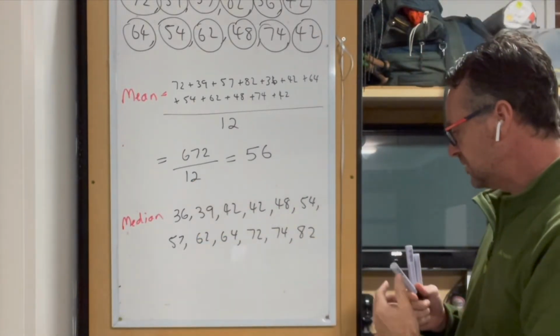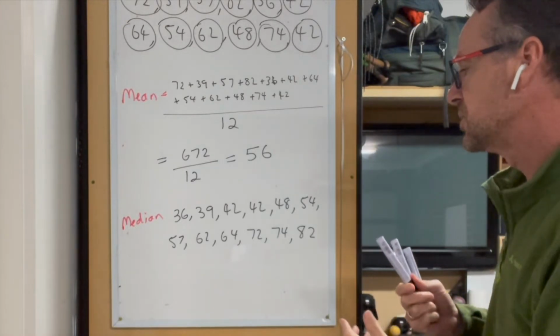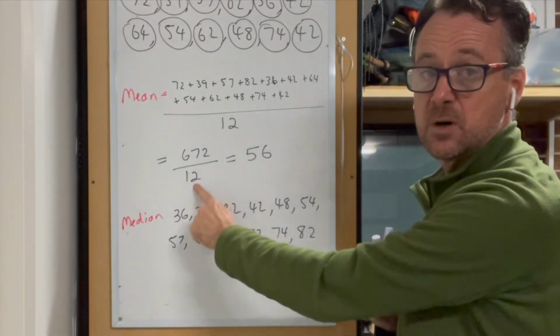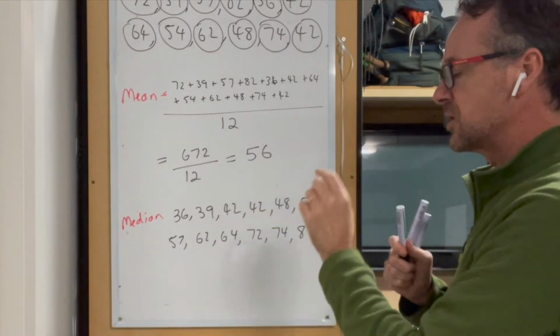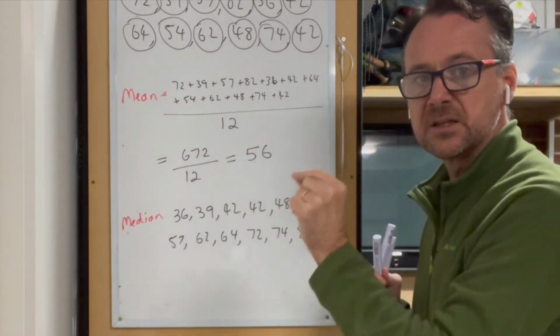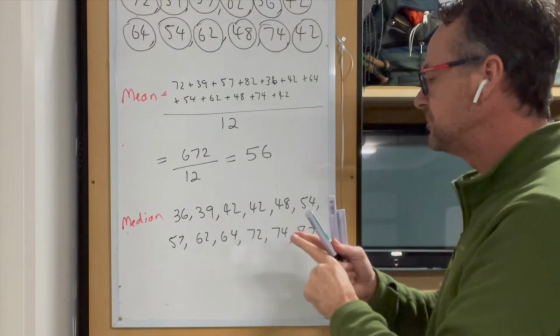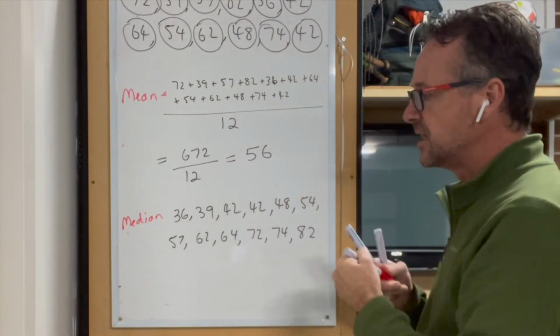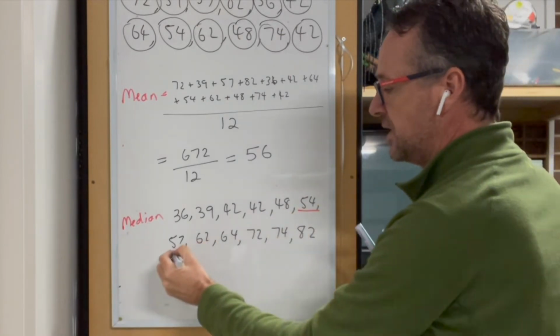Then what I'm looking for are the middle values. With a set of data where there's an even number, and this is an even set with 12 items, there's not a middle point, so to speak. There are going to be two numbers either side of that. That's going to be the 6th and 7th number in my set, which are 54 and 57.